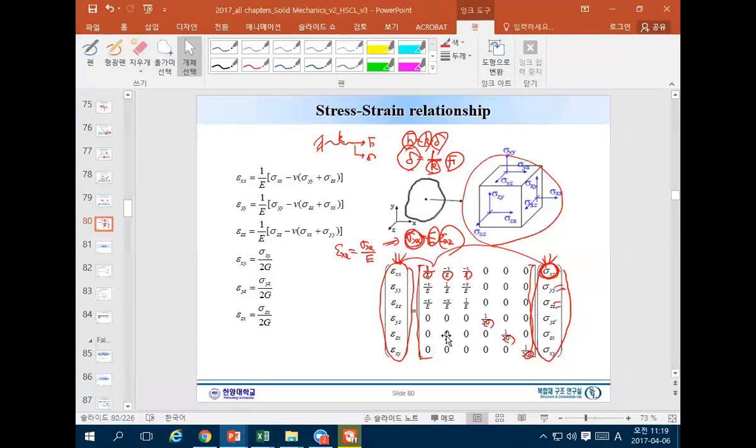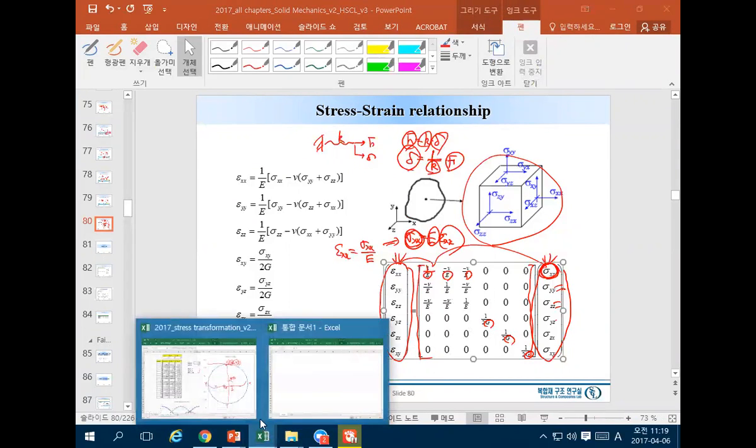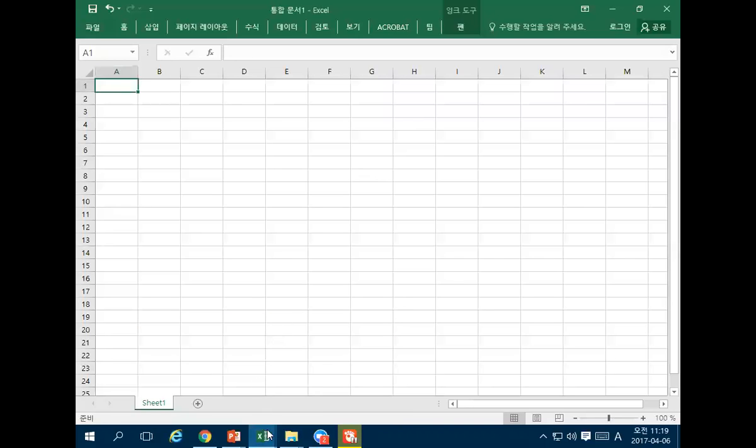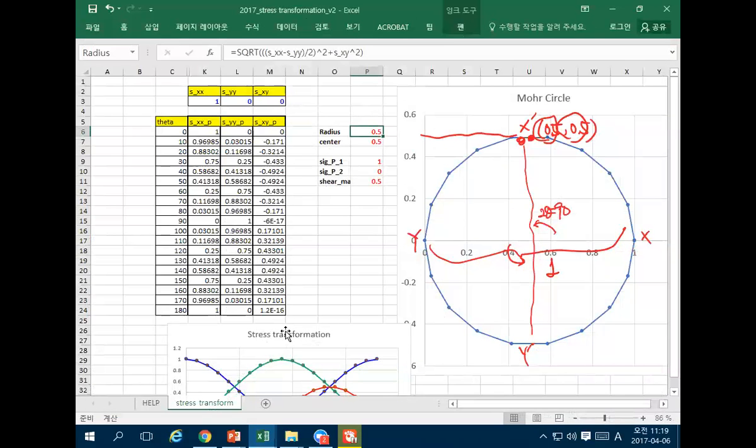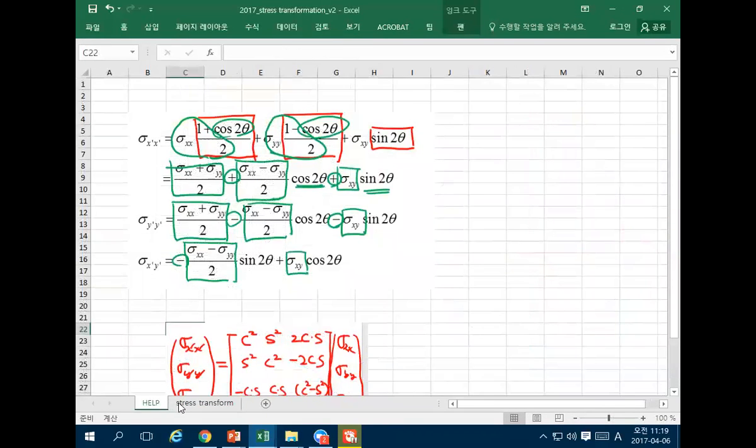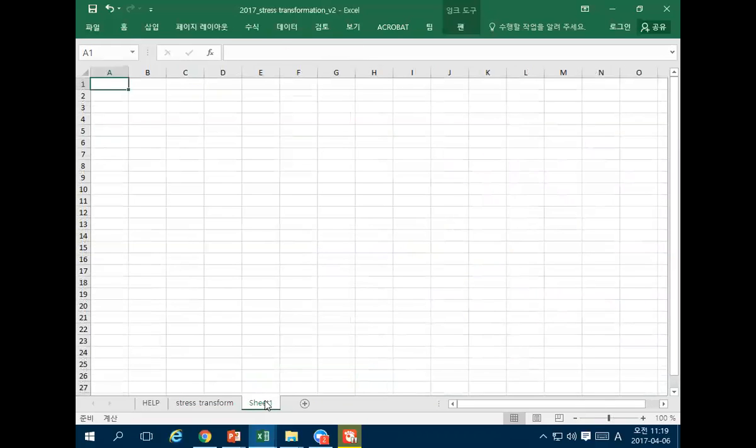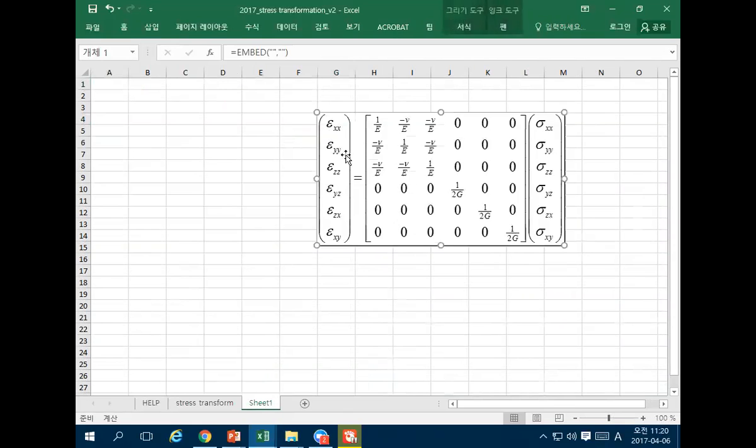Well, these equations, the one called a stress-strain relation in three-dimensional case, and I will add one more worksheet here, okay, and then copy this.